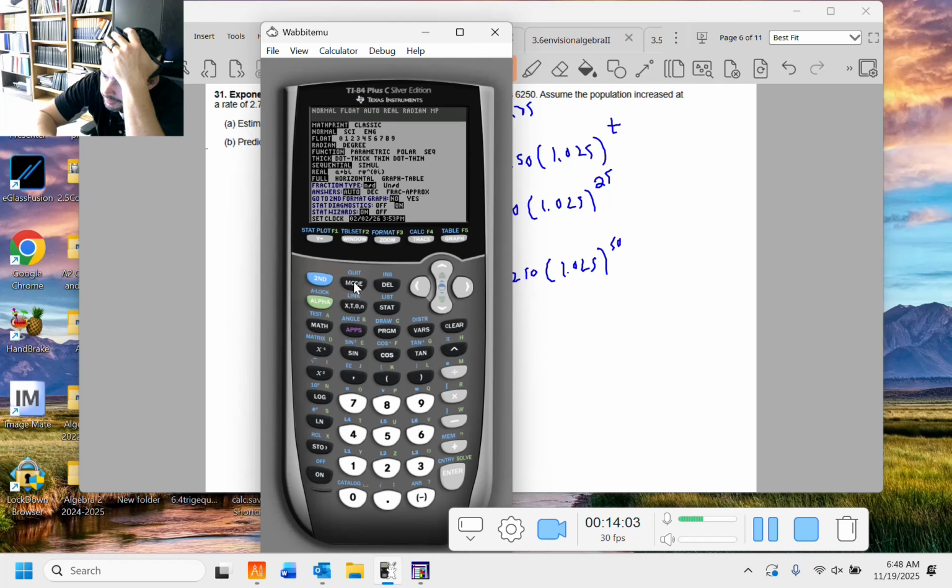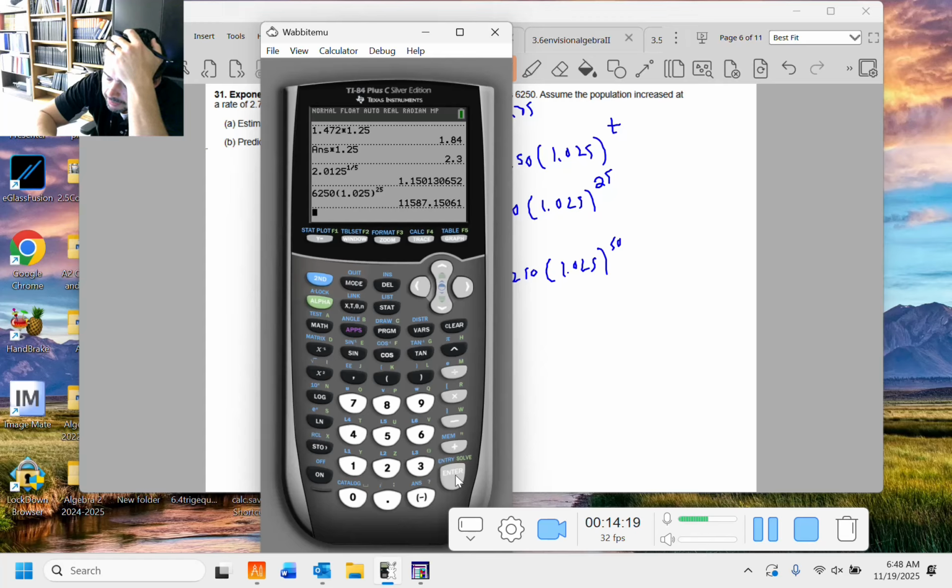If I can push buttons. 6250 times 1.025 to the 25th power. So there's the first one, 11,588. These are people. We don't round people down. You round people up. There's no such thing as 3/5 of a person. We know these things. And then the other one's going to be 21,482.